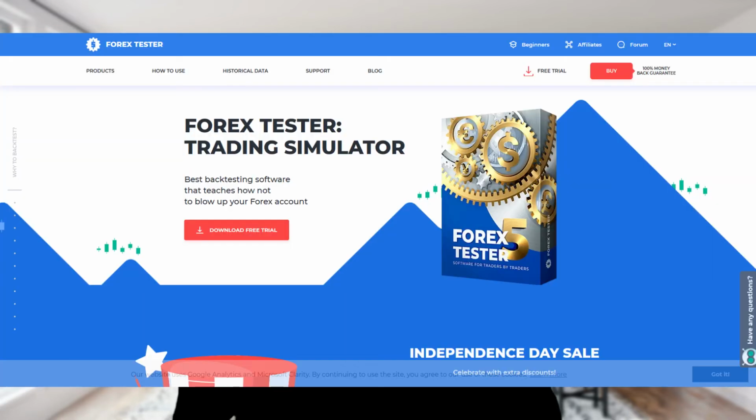The next one is Forex Tester 5. This is again something similar to Edgewonk. It is used for backtesting and making sure that you have a strategy that you like to trade and is profitable.